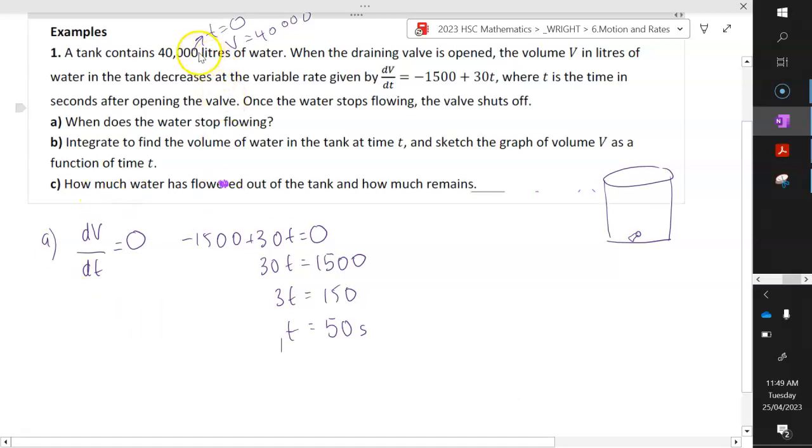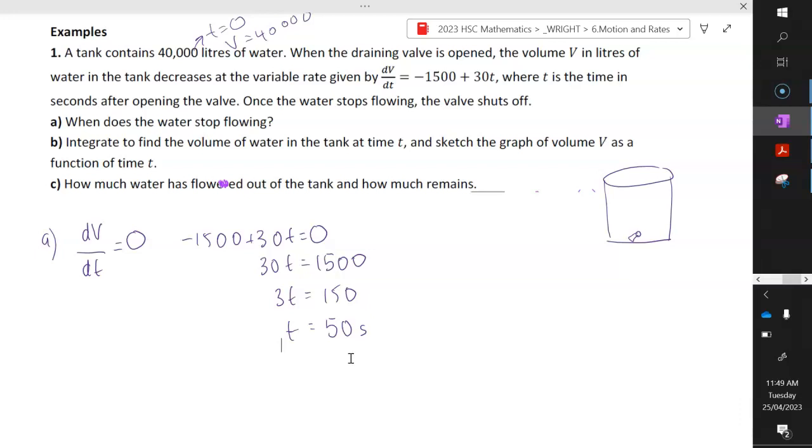So if you visualize what's actually happening, that's a very large tank. That water is flowing very fast. So if it takes us less than a minute to empty that out, it's probably got a massive spout, kind of like a fire engine would have. That's that size spout with the tank. Let's have a look at B.